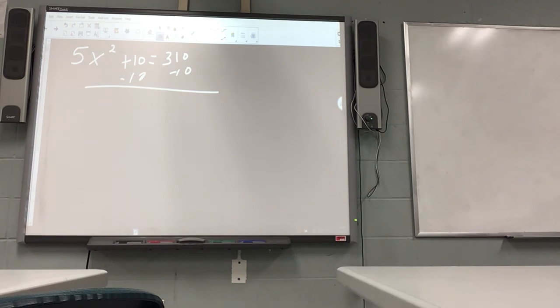No. 6 and 10, neither one of those are perfect squares. Oh, so that's not it. The perfect square's gotta be on the right side. Oh, so sorry. That's okay. Better now than on a test or something.